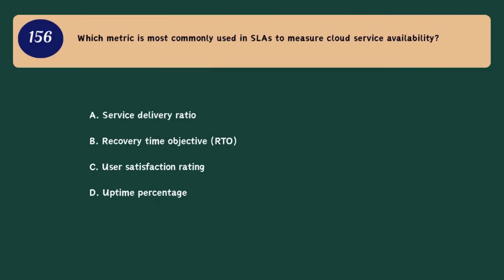Question 156. Which metric is most commonly used in SLAs to measure cloud service availability? A. Service delivery ratio. B. Recovery time objective. C. User satisfaction rating. D. Uptime percentage.